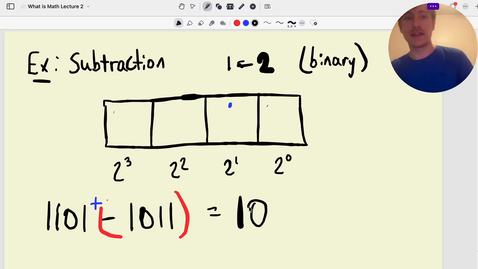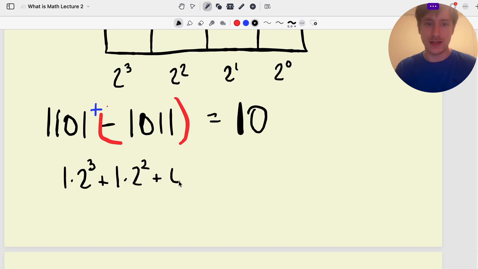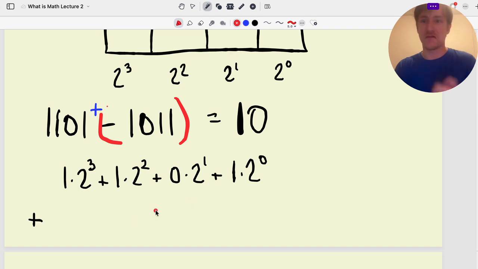All right, let's see what's happening behind the scenes. So I can again represent each of these numbers as follows. I could represent 1101 as 1 instance of 2 cubed plus 1 instance of 2 squared plus 0 instances of 2 to the first plus 1 instance of 2 to the 0. And what I really am doing is adding the inverse to this number. So all I'm going to do is make everything negative.